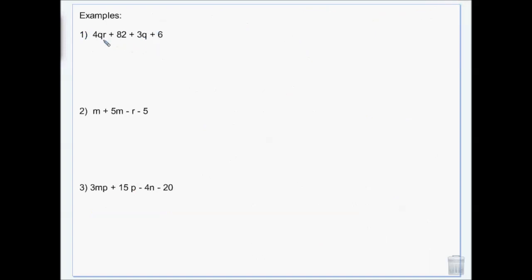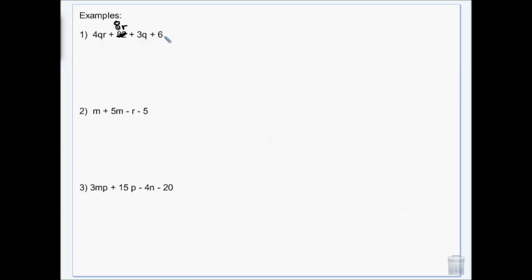Now here, I have 4QR plus 8R. That's not 3Q, that's supposed to be 8R. I don't know what I did. This should be 8R. So that's a typo, so sorry. Okay, so 4QR and 8R have a 4 and an R in common, right?